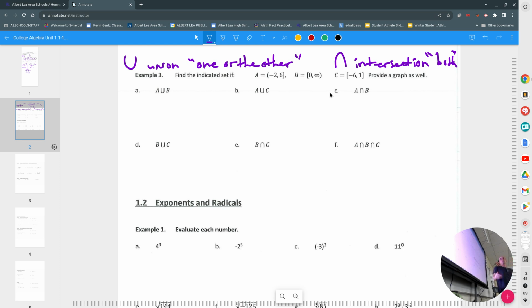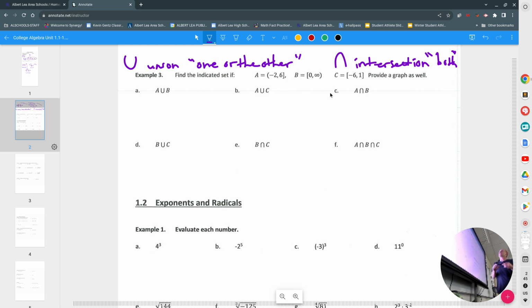Alex, can you give me an integer? Any integer? 6. Okay, 6. 6 is in A. It's also in B. Okay, so that would be part of both A and B. Just has to be one or the other. I'm going to pick a different one. How about -1? Is -1 in A? Yes. Is it in B? No. It's still part of the set because it was in at least one of them.